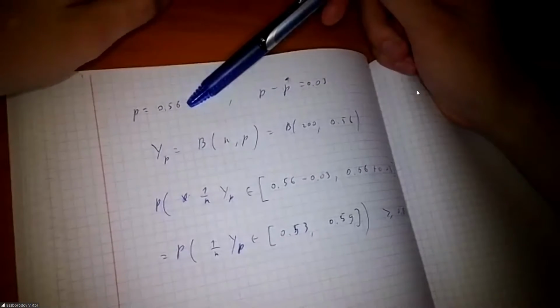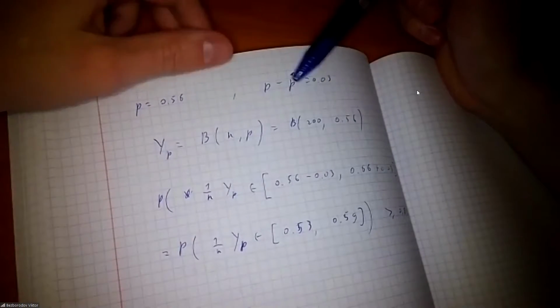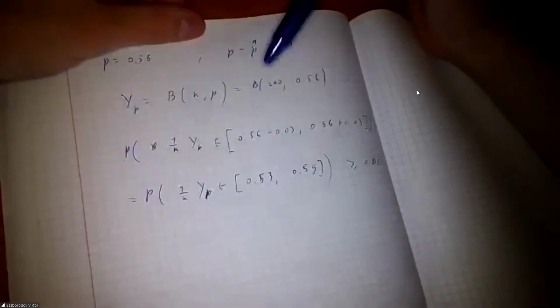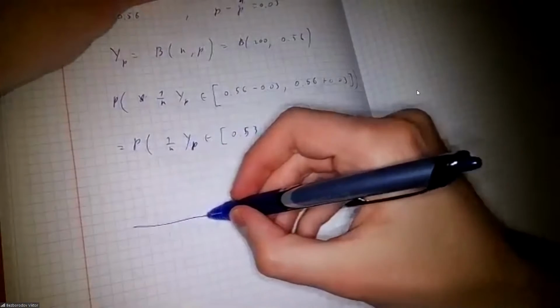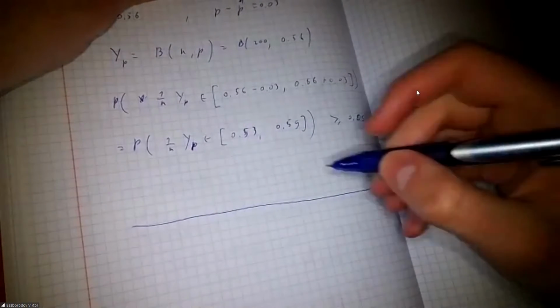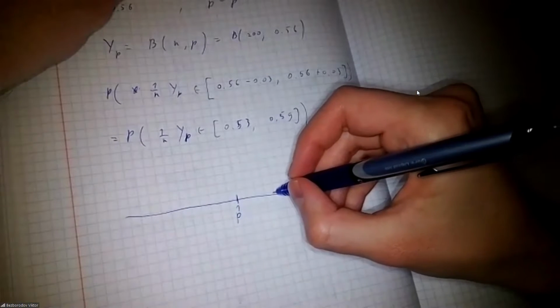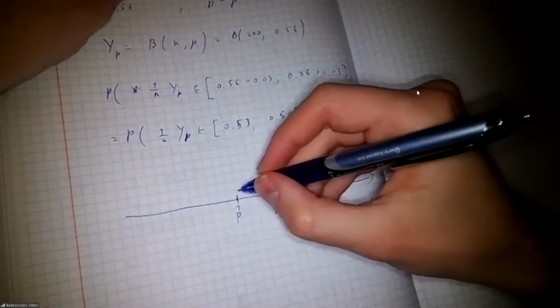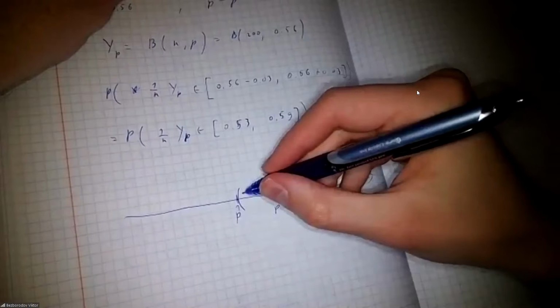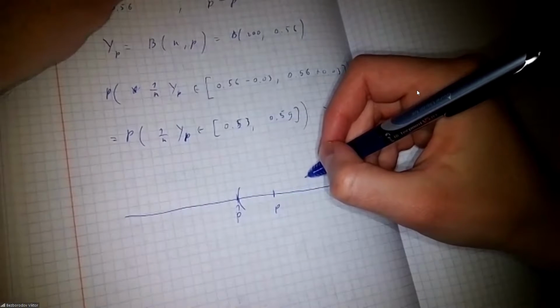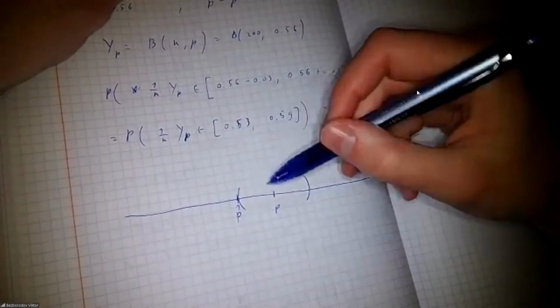right? Because you have p, and you take the difference, right? And then, of course, you see this interval. This is easy to imagine, because here's your line. Here you have your estimate, and then you have p, right? So you just take this interval. You take here, and then you take the same distance to the right. Right? So you have this interval.